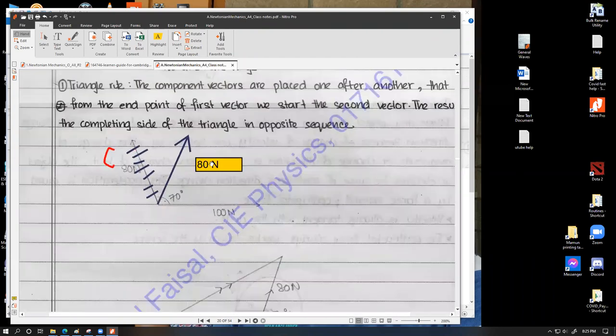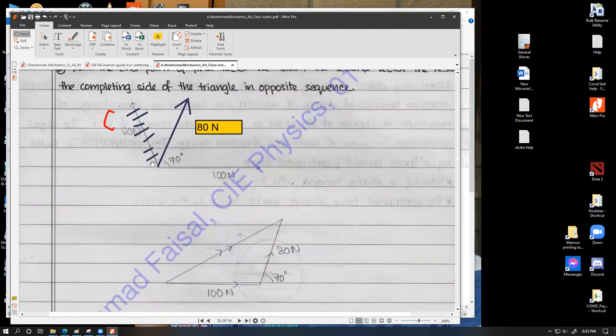Look. Here the two component forces were 100 Newton and 80 Newton. This was the angle between them, 70 degrees. So this was an acute angle. So here I have to place the 80 Newton at the end point of the 100 Newton. So if I draw an acute angle on the left side, this would be losing its direction. That's not going to work out. I have to keep the 80 Newton upward right, as it is given over here, upward right. That's why the 70 degrees is coming on the outside of the triangle, not on the inside.